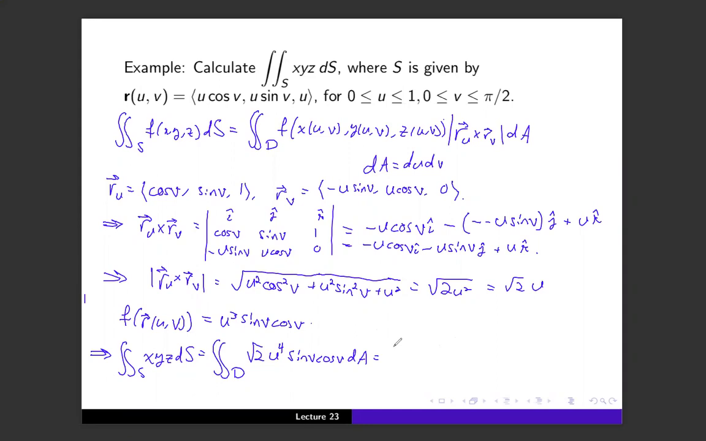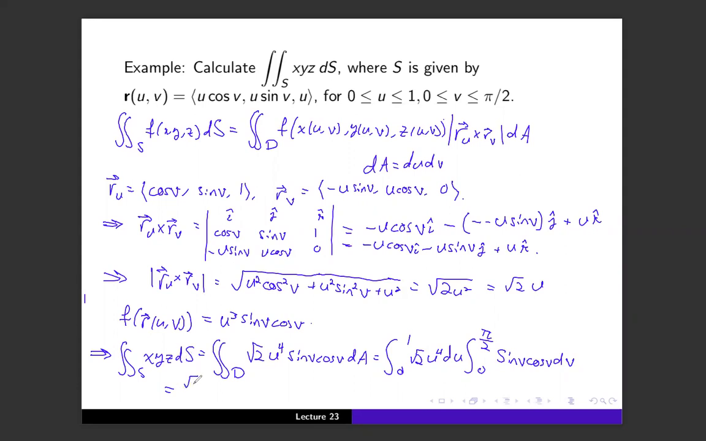You can use our little trick here. Integral from 0 to 1 of root 2 u to the 4th du times integral from 0 to pi over 2 of sine v cosine v dv. And now you're off to the races. Neither of these are terribly difficult integrals.